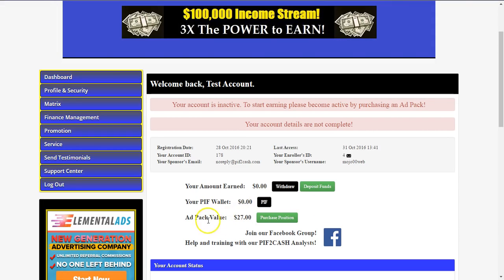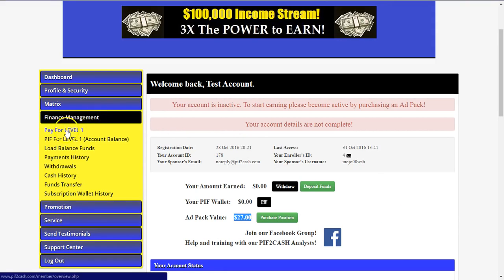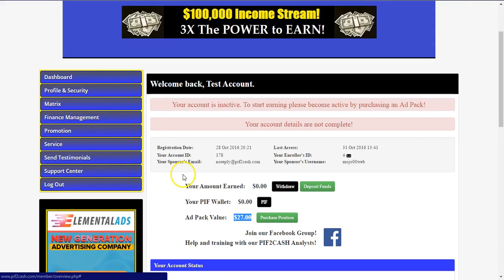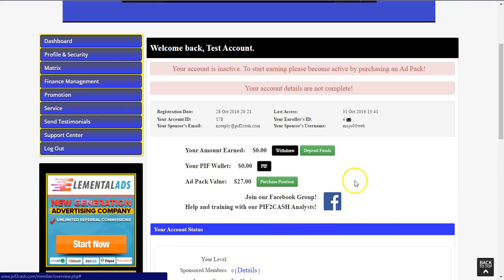Now this ad pack down here, if you want to, when we launch, you can just click here and purchase a position. It's very simple. But at the same time, if you want to, you can come over to Finance Management and pay for a level 1 from your account balance for yourself. All right. So just to let you know how that works, that's where that is at and what you need to do that. Okay, so as soon as possible, everybody wants to join our Facebook group.